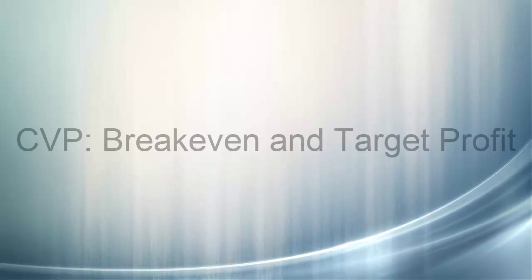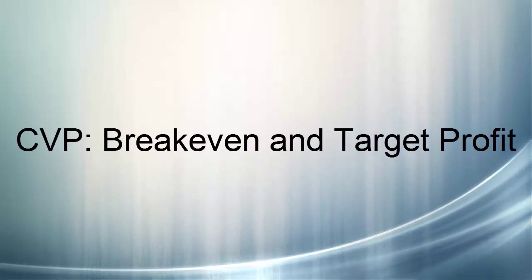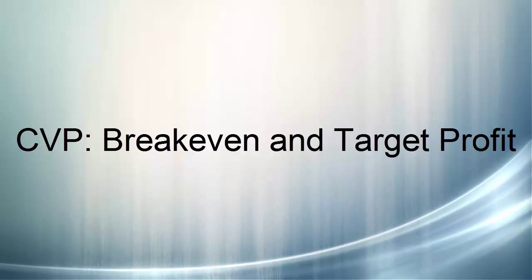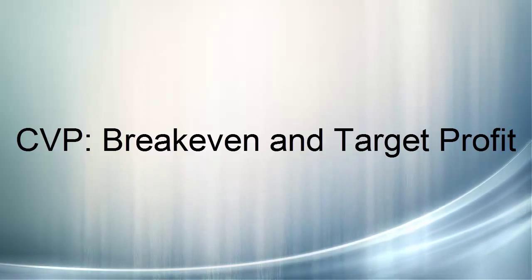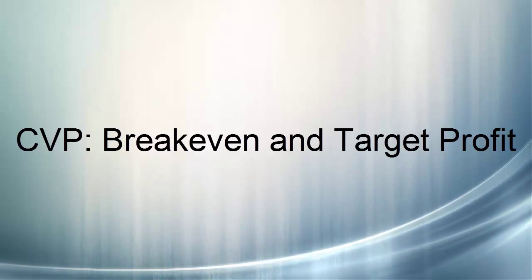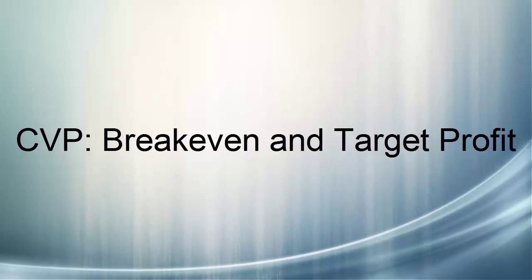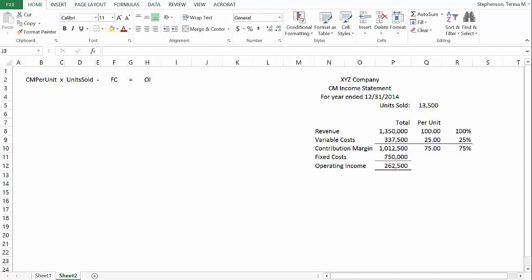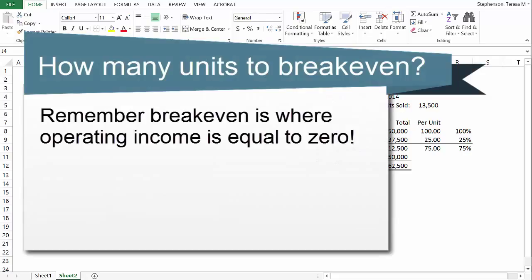In the last video, we looked at how the regular income statement relates to the contribution margin income statement, and then we used the contribution margin income statement to derive the basic cost volume profit equation. In this video, we're going to use the basic cost volume profit equation to answer some basic business questions. For example, how many units do I need to sell to break even?